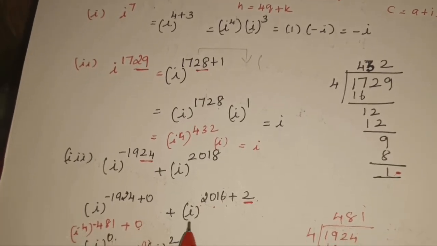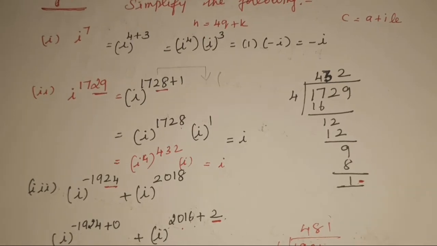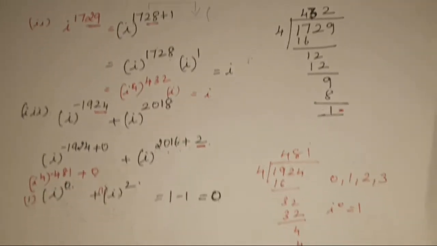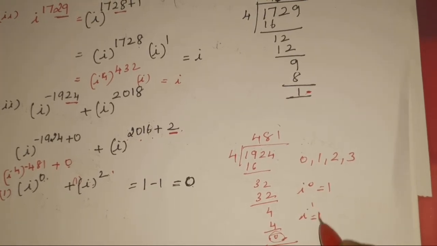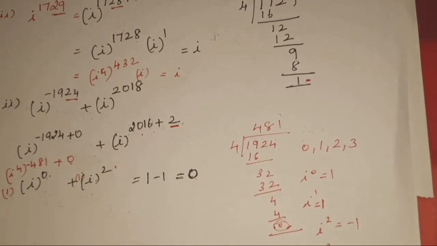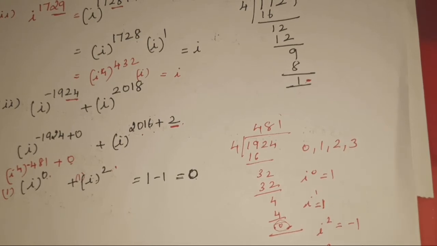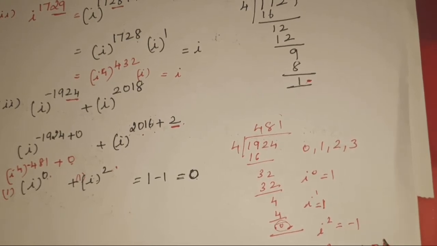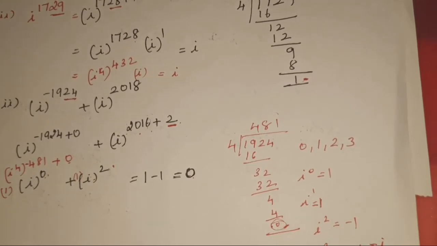The remainder is the power of i. Depends upon i, the remainder coming is either 0, 1, 2, 3. Here i power 0 is 1. i power 1 is i. i square is minus 1. i cubed is minus i. i power 4 is 1. Remember this power of unit, it is very easy for your calculation purpose.